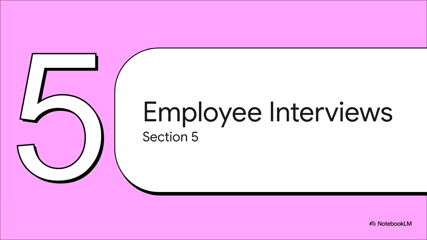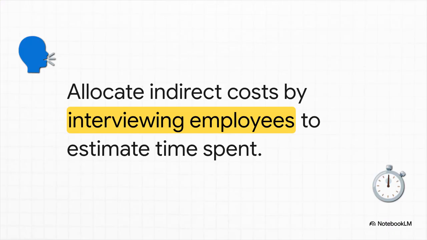Next up, Section 5, the employee interview secret. So we have this massive pool of indirect factory wages and several different buckets to put it in. How on earth do we actually figure out what percentage goes where? This brings us to a highly practical, real-world method that examiners absolutely love to test. We don't just sit around in a boardroom and guess. No way. We go down to the factory floor. We allocate these indirect costs by interviewing the employees who actually have first-hand knowledge of the activities. Your cross-functional team will literally interview the supervisors and the quality inspectors, asking them directly, hey, what percentage of your time is spent dealing with customer orders versus product design?